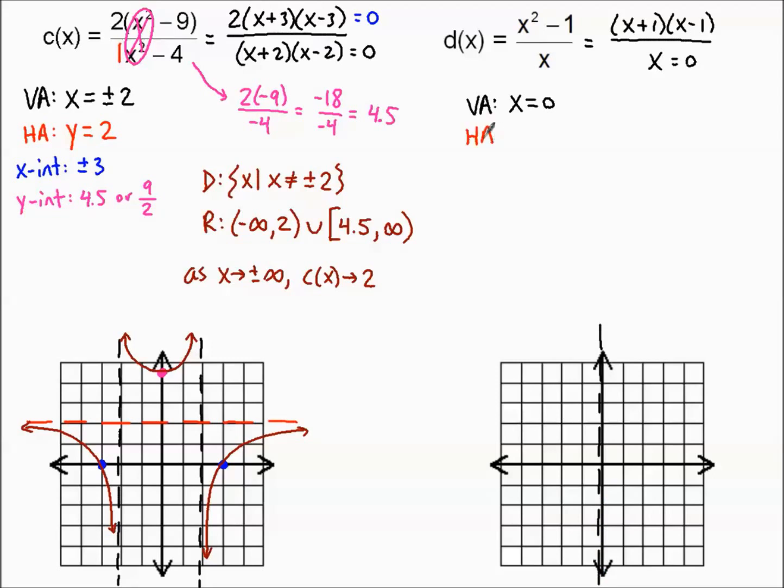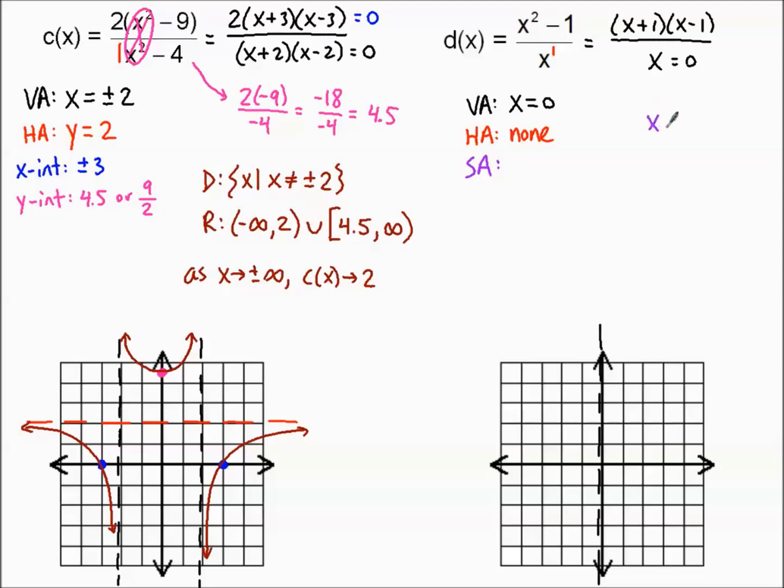Let's find our horizontal asymptote. Horizontal asymptote depends on the degrees. The degree of the numerator is 2. The degree of the denominator is 1. This time the numerator's degree is bigger, so we do not have a horizontal asymptote. So that means that we might have a slant asymptote. And the slant asymptote occurs if the numerator's degree is exactly 1 greater, which it is. So we will have a slant asymptote, and we need to do that division.